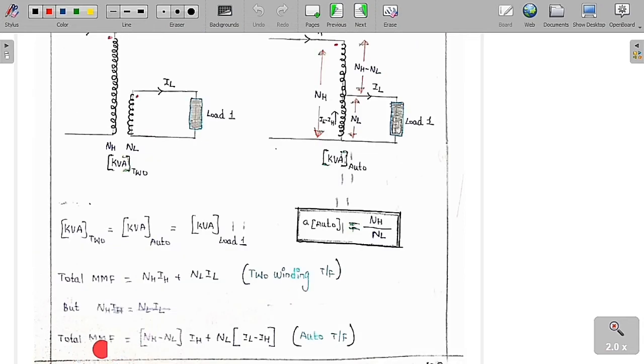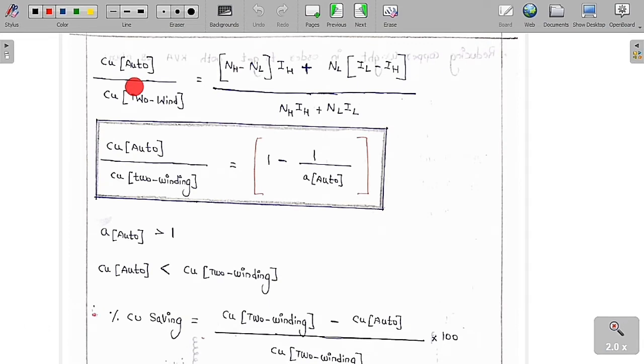So the total MMF of the auto transformer winding is simply, you can see the number of turns above is NH minus NL and the current is IH. So NH minus NL into IH plus this number of turns is NL and the current here is IL minus IH. So therefore NH minus NL into IH plus NL into IL minus IH. So this is the turns ratio of the auto transformer.